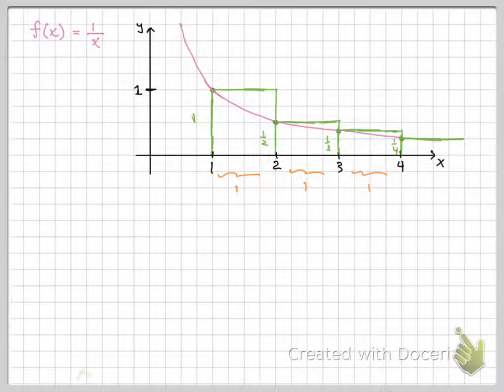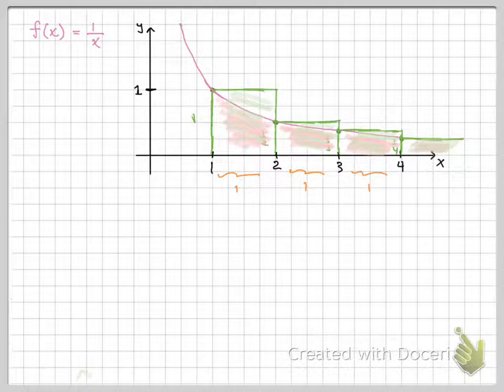Right? 1 over n. 1 plus a half plus a third plus a fourth. That is compared to the area under the curve here in pink of 1 over x, right? So I have this relationship between the areas of my blocks or my rectangles and the area under the curve. And I'm going to use that to determine whether this series converges or diverges.